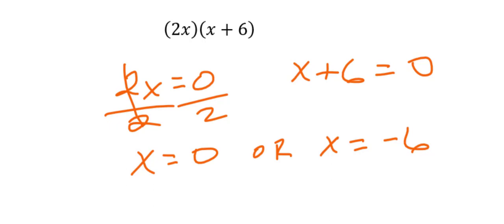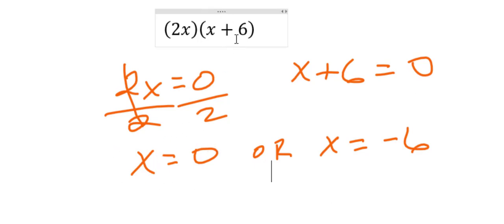So you don't have to go through this whole process every time of solving these. Look at this first one, 2x times x plus 6. If I take the 2x, I ask myself, I know that this has to equal 0. One of these has to equal 0, or both of them can equal 0. So 2x, what does 2 have to multiply by to equal 0? Well, that would be 0, right? X equals 0.